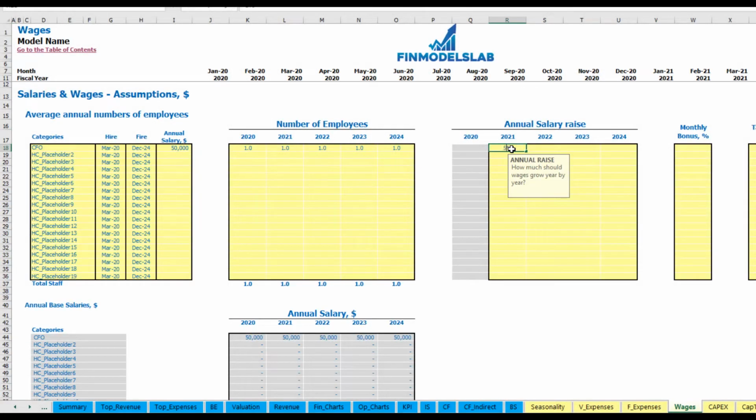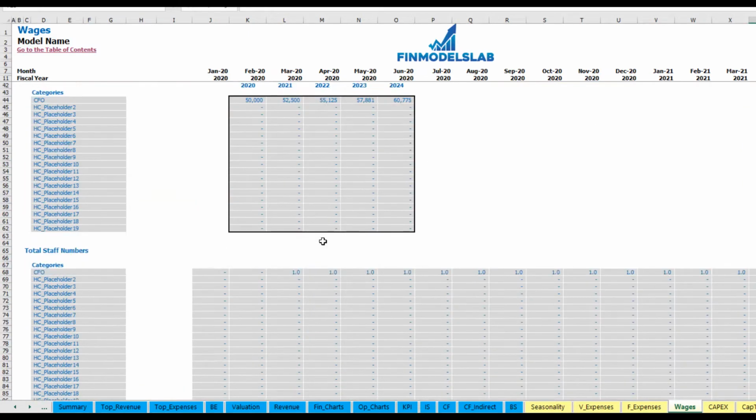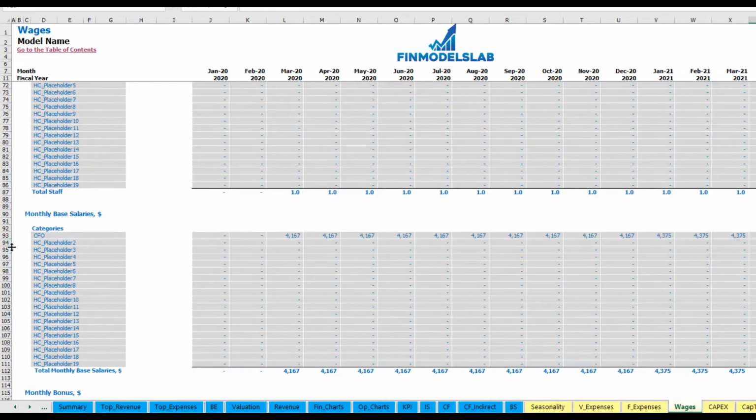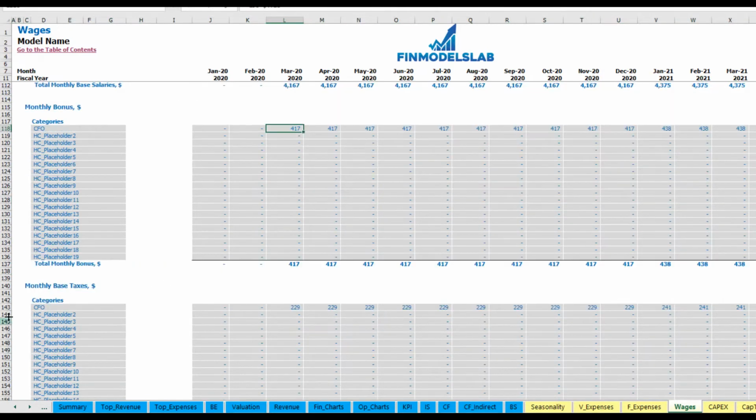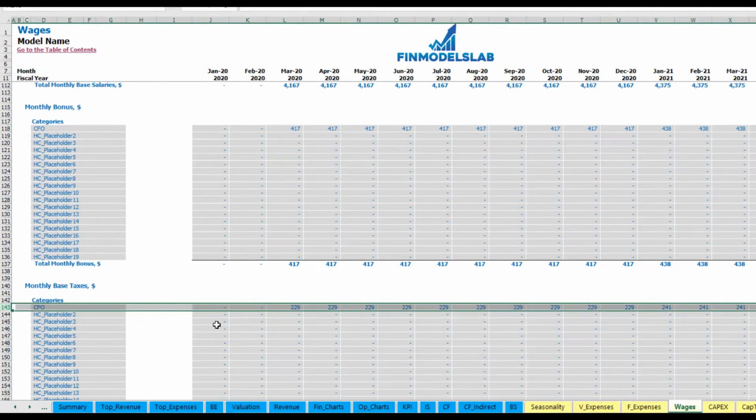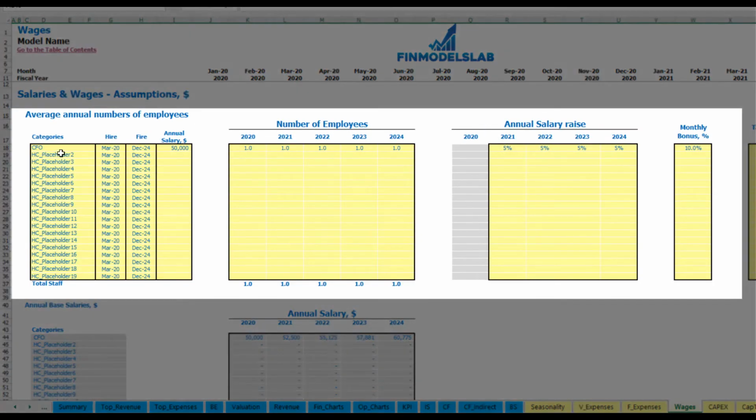Also, you can input 5% of salary growth rate. You may see the amounts by years connected to this annual salary and impacted by the annual salary rise. Let's set up a 10% monthly bonus and 5% tax rate. So you may see below the calculation of salary broken down by months, the monthly bonus, which is 10%, and 5% of monthly taxes related to the payroll.